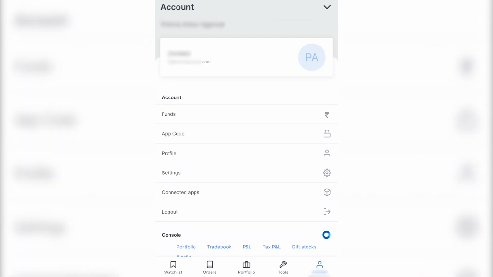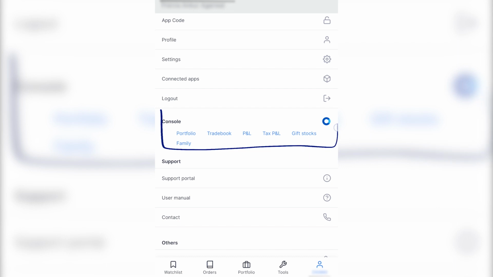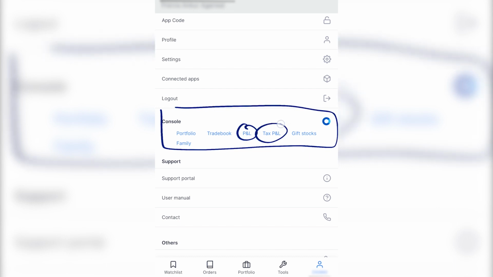Over here, you will see a console section which has a lot of details. So let's look at it. Now within console, you will see there is a P&L and there is a tax P&L. Tax P&L is basically where Zerodha computes your capital gains and it helps you during the filing season.